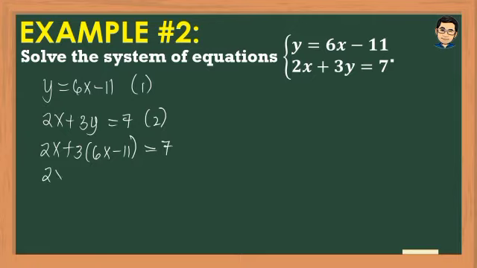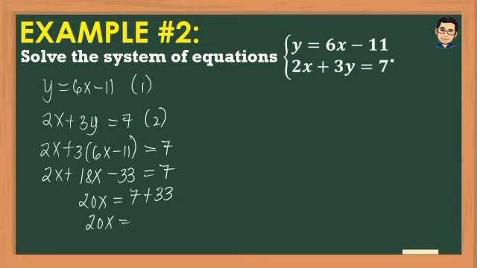Next, 2x plus, so 3 will be distributed to 6x minus 11. So, 3 times 6x, that is 18x. And then 3 times -11, that is -33, equals 7. And then we combine like terms. So 2x plus 18x, that is 20x. And then -33 will be transposed on the right side. So magiging 7 plus 33. And then 20x equals, so the sum of 7 and 33 is 40. So divide the whole equation by 20. So the value of x is 2.